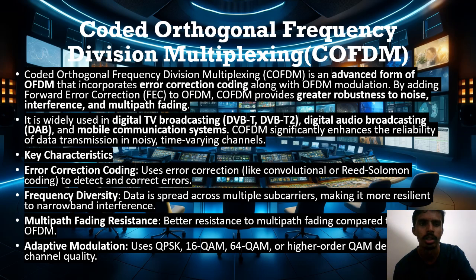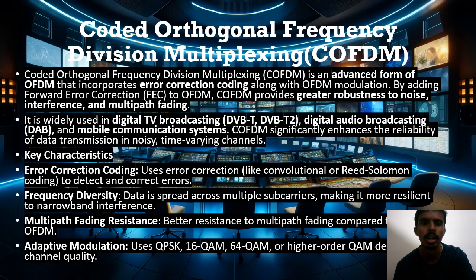So now let us understand coded orthogonal frequency division multiplexing, which is an advanced form of OFDM that incorporates error correction coding along with the OFDM modulation. By adding forward error correction, FEC, to OFDM, COFDM provides greater robustness against noise, interference and multipath fading. It is widely used in digital TV broadcasting DVB-T, DVB-T2, digital audio broadcasting DAB, and mobile communication systems. COFDM significantly enhances the reliability of data transmission in noisy, time-varying channels.